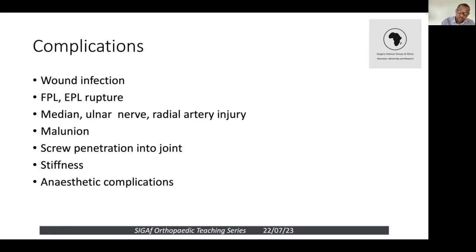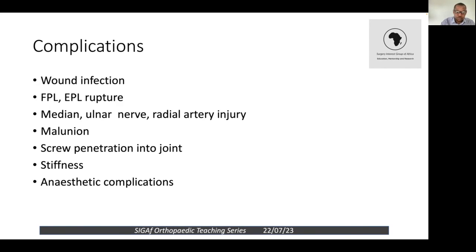There is a small risk of malunion, and this goes down to principles of whether you've not fixed it, you've not reduced it very well from the start, or in patients with very osteoporotic bone where the screws are not holding it very nicely. There is also a risk of screw penetration.